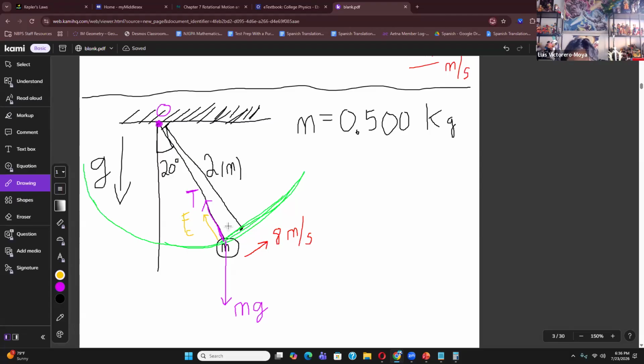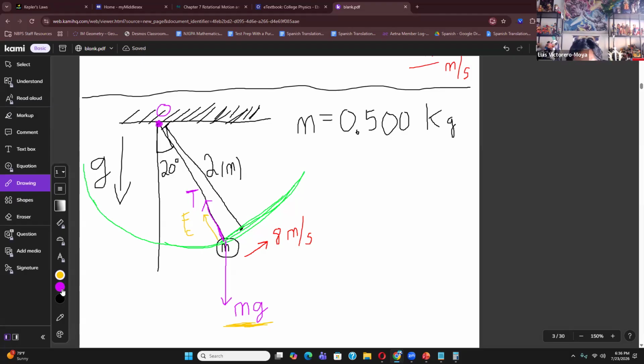In the previous example, at the bottom of the trajectory, the tension and the force of gravity, the weight, are on the same line. But now, because of this angle, the tension and the centripetal force are pointing towards the center, but the force of gravity is going down. This is important, so we need to break this into components.